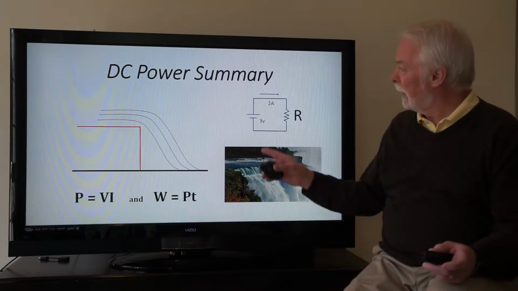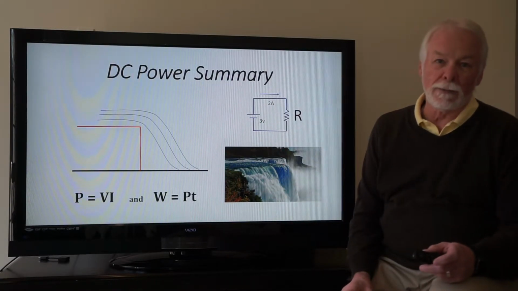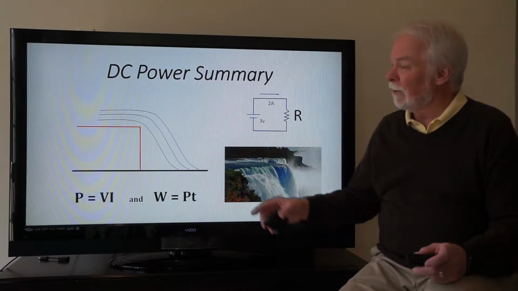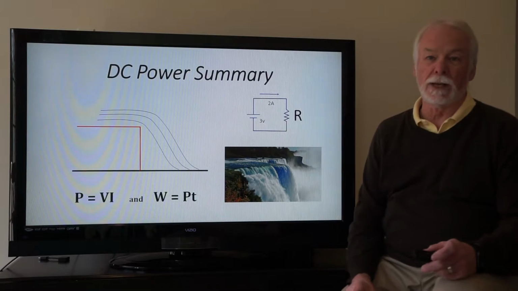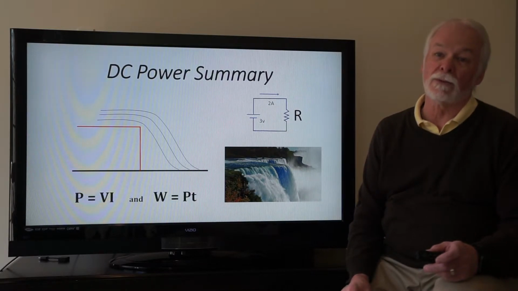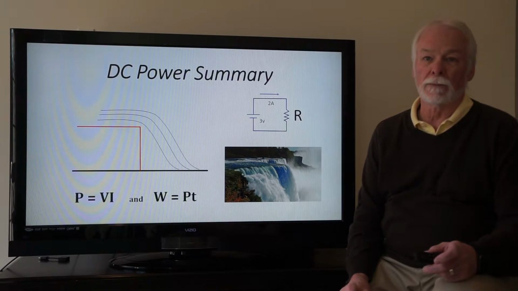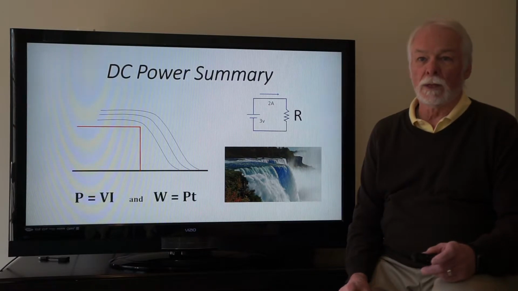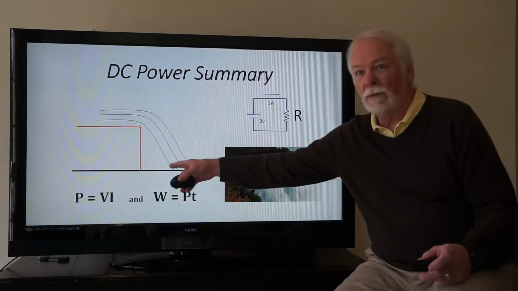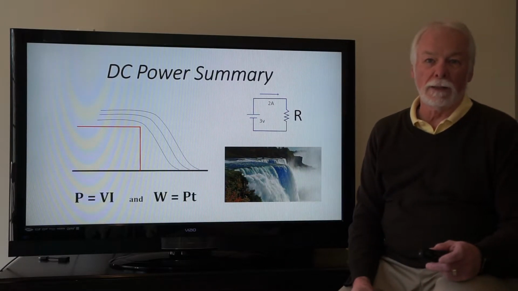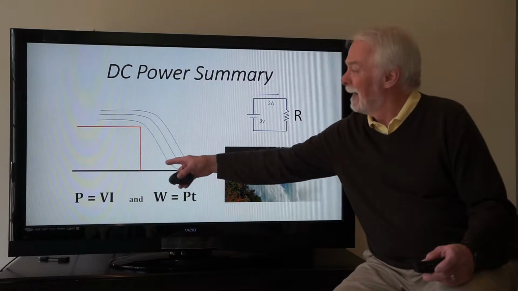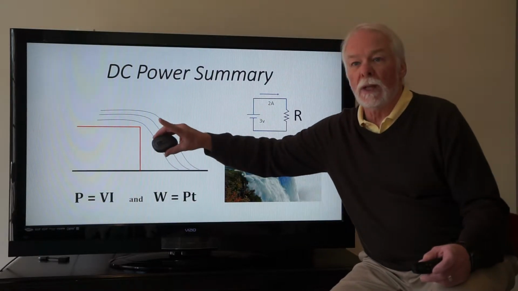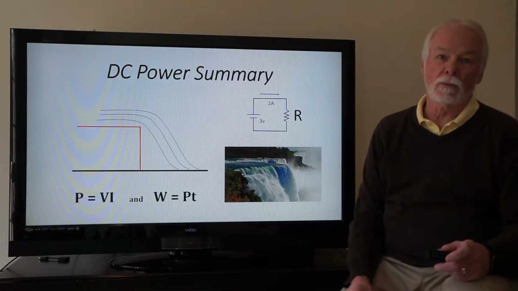And for those of you who care, I'll just mention that my arrow, which I've drawn to match the flow of the water on the waterfall, is actually demonstrating what we refer to as conventional current. Now the power delivered by the waterfall at the bottom of the waterfall is the product of these two quantities, the height of the waterfall and the flow over the waterfall.